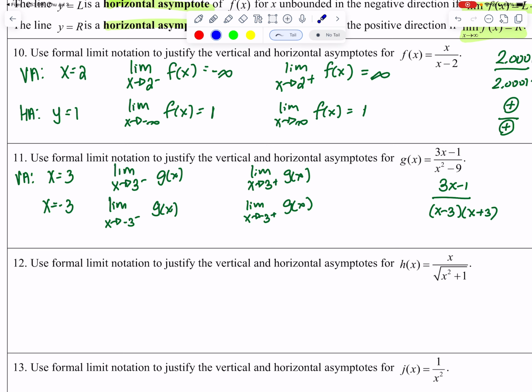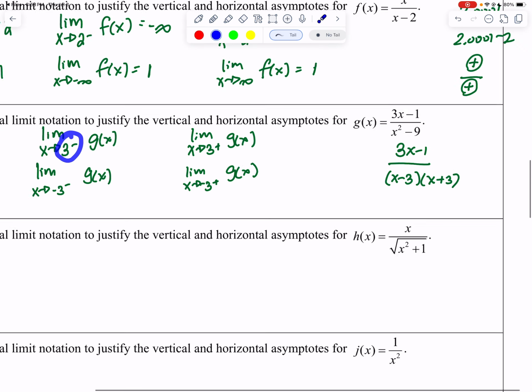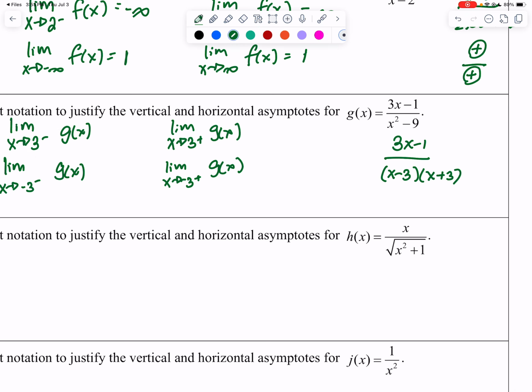So from 3 to the left, I'm going to say something like 2.999. 3 times 2.999 is a positive number over 2.999 minus 3, which means that I'm going to have a small negative number. And then 2.999 plus 3 gives me a positive number. A positive over a negative is going to give me a negative. So this right here is going to approach negative infinity. So as x approaches 3 from the left, I'm going to have negative infinity.